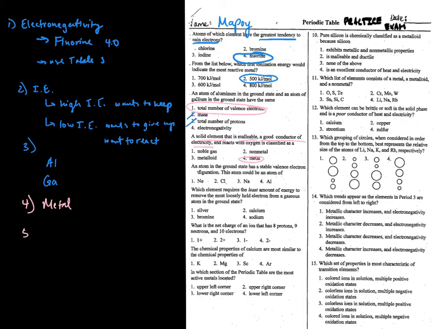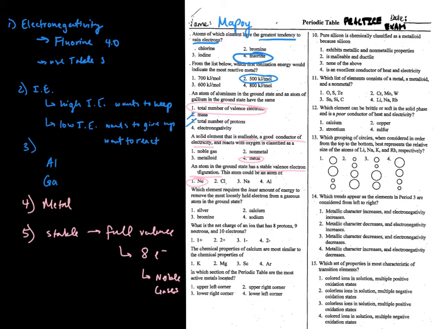Number 5. An atom in the ground state has a stable valence electron configuration. This atom could be an atom of, so stable valence electron configuration. Stable meaning full valence. That means they have 8 valence electrons. So they are noble gases. So we're looking for anything in group 18. And that's choice 1.